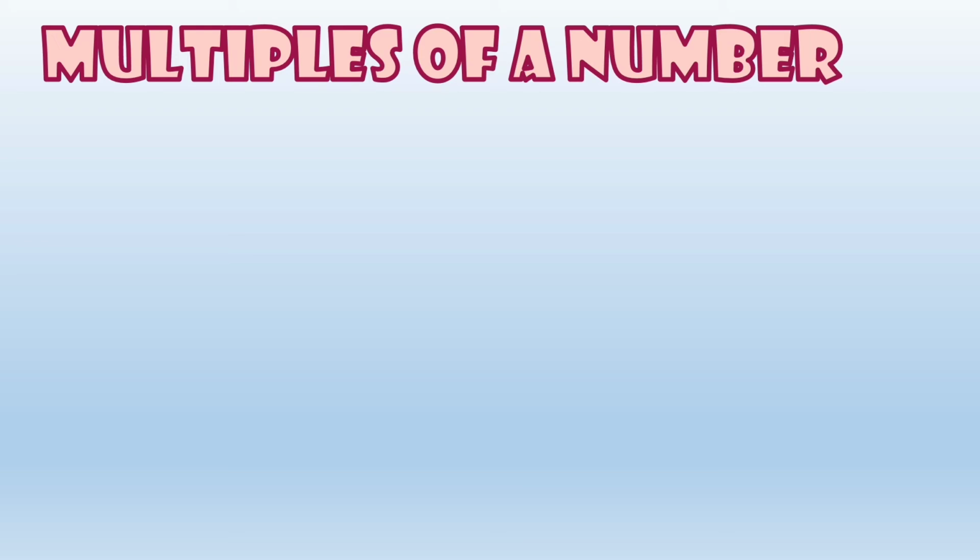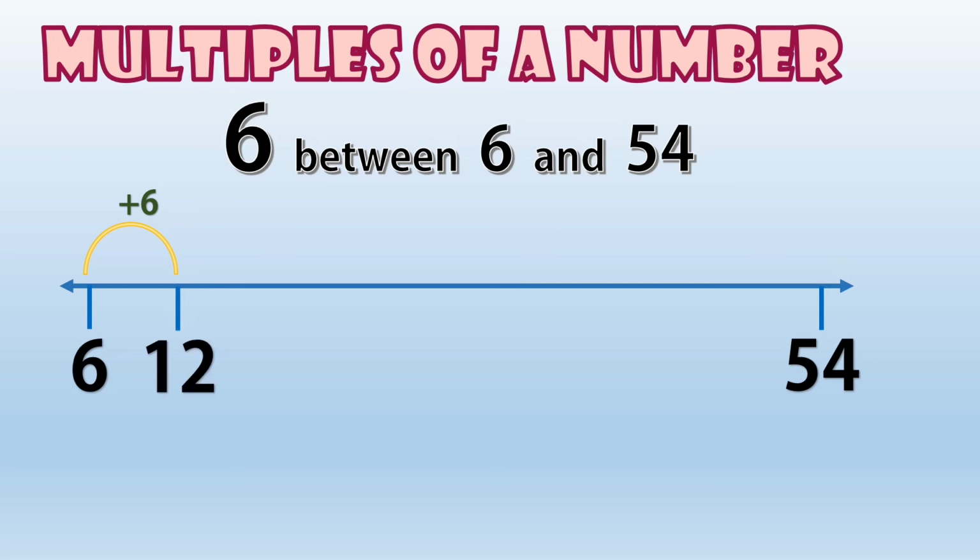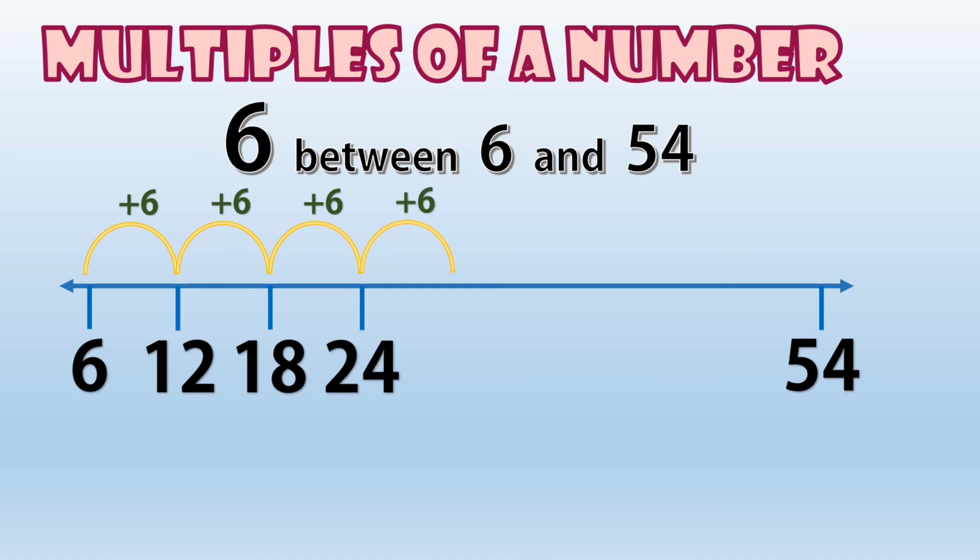Now, let's learn how to get multiples of a number using a number line method. Let's say we need to get the multiples of 6 between 6 and 54. So the first number in our number line is 6 and the last number should be 54. Just like skip counting, we will just add 6 to the first number until we reach 54. So 6 plus 6 is equal to 12. Add 6, we'll get 18. Add another 6, we'll get 24. Just continue adding 6 to the numbers until you reach 54.